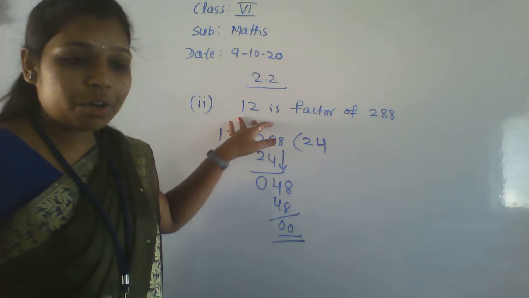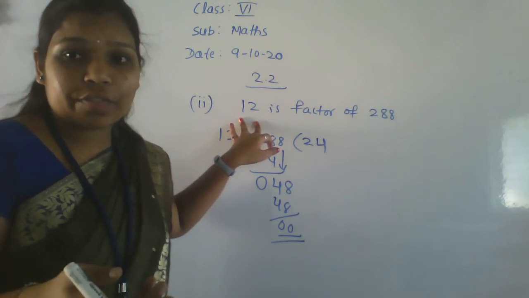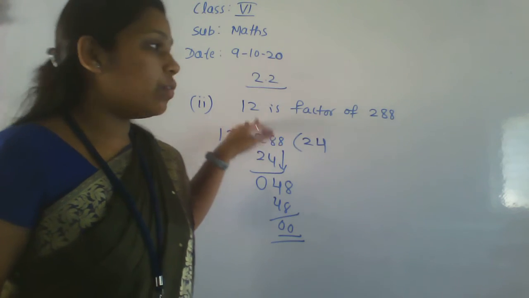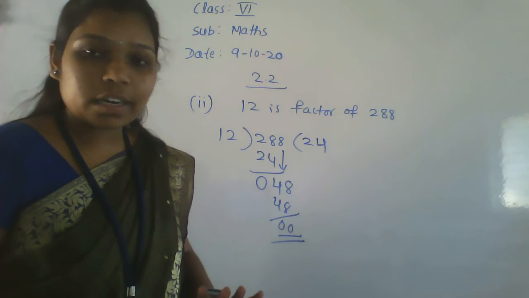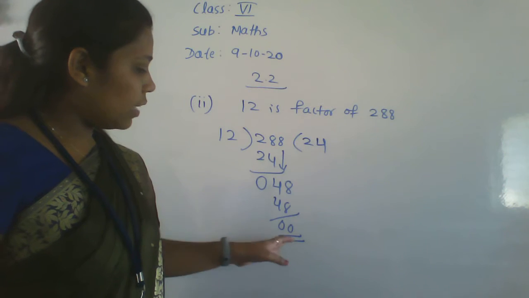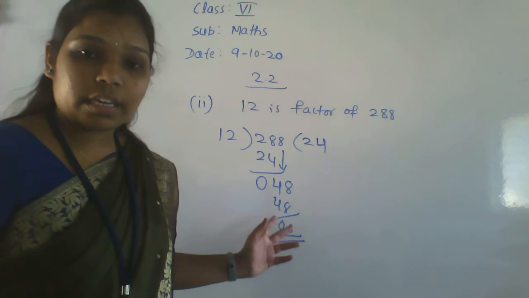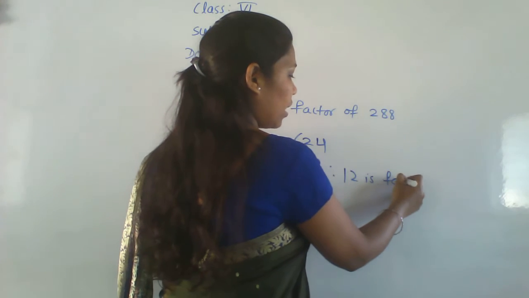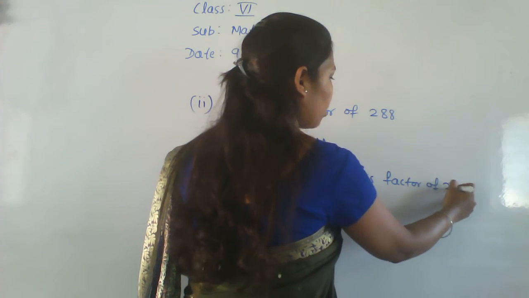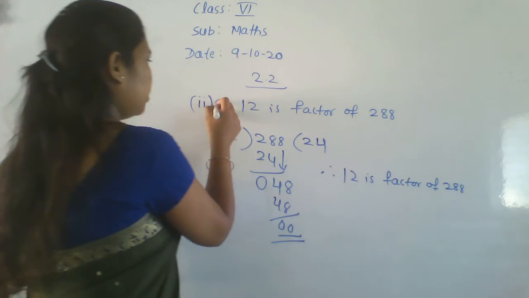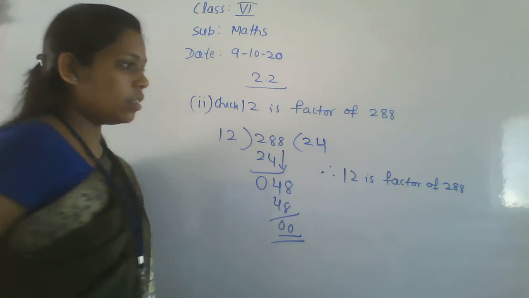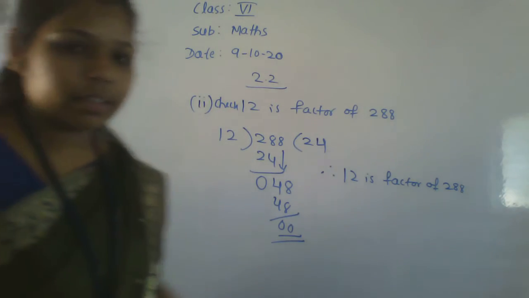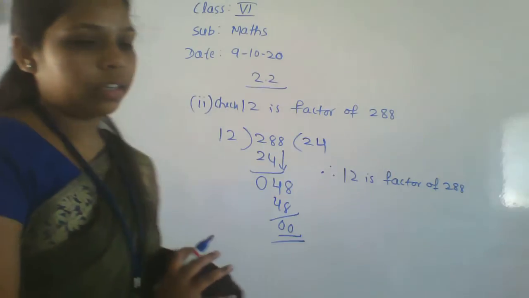You have to check whether 12 is a factor of this 288 or not. So here we divided and got the remainder 0. Therefore 12 is a factor of 288. This is the check. Getting it? Go for the next question, that is the third one.